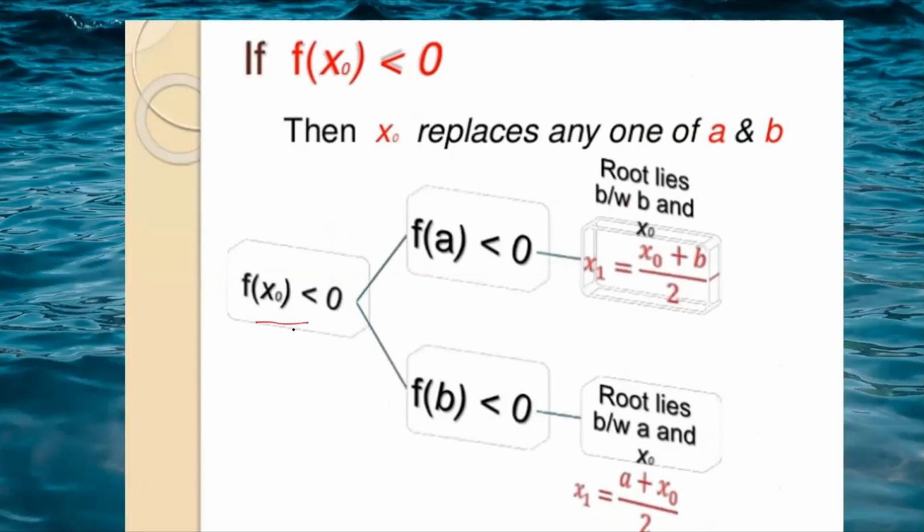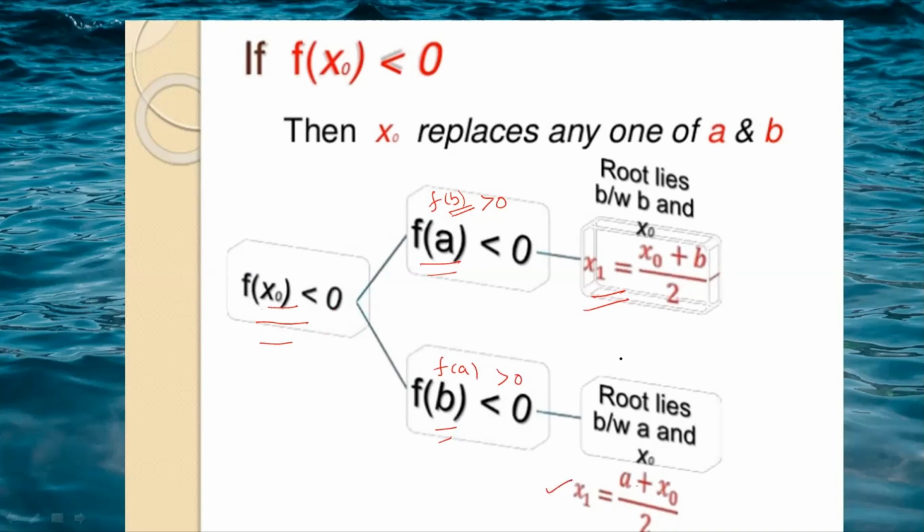Suppose f of x naught is less than 0, and f of a is also less than 0. Then immediately f of b is greater than 0. So this is less than 0, this is greater than 0, so the root lies between x naught and b. So your x1 is x naught plus b by 2. Suppose f of x naught is less than 0, and f of b is also less than 0. Immediately f of a is greater than 0. Then the root lies between a and x naught. So your x1 becomes a plus x naught by 2.